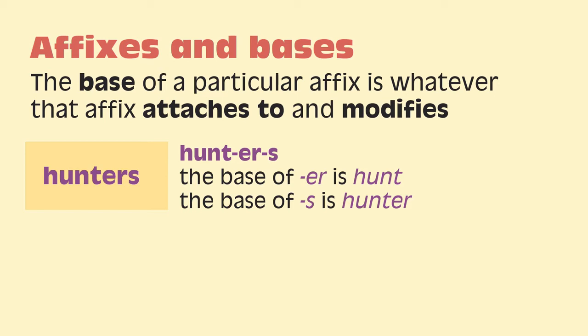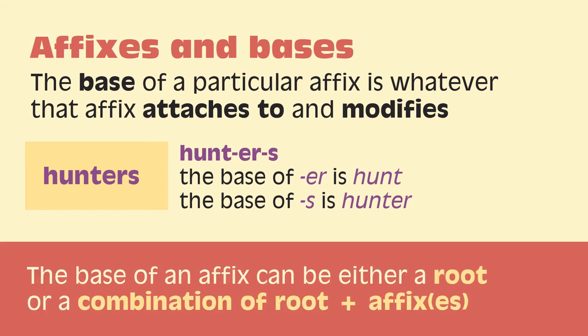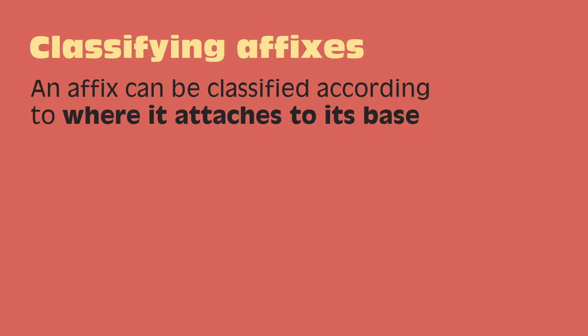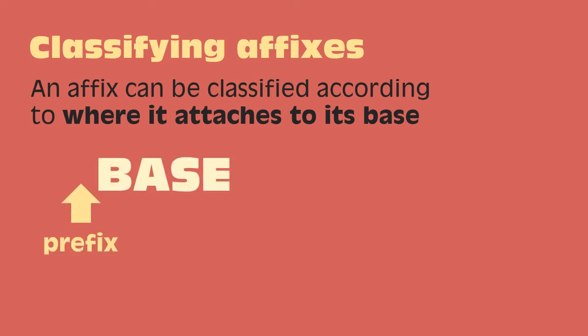The base of an affix can be either a root, as in hunt plus er, or some larger unit that consists of a root plus affixes, as in hunter plus s. The term base just gives us a way to talk about whatever it is that the affix attaches to. We can classify an affix according to where it attaches to its base. There are three basic types of affixes: prefixes, suffixes, and infixes.